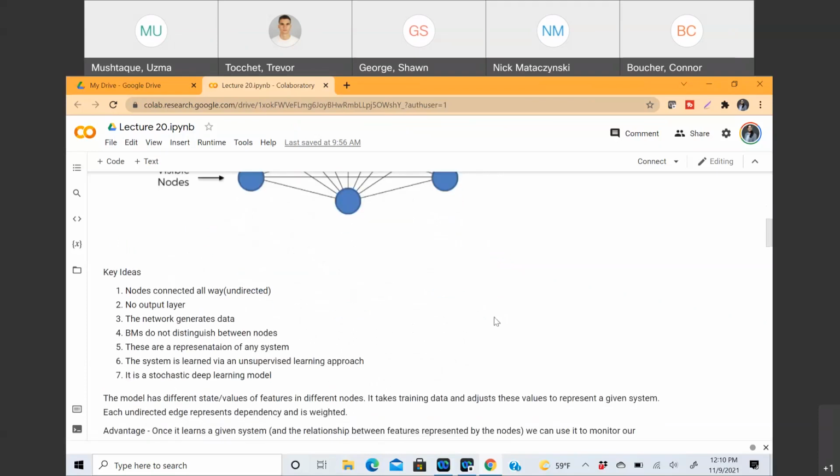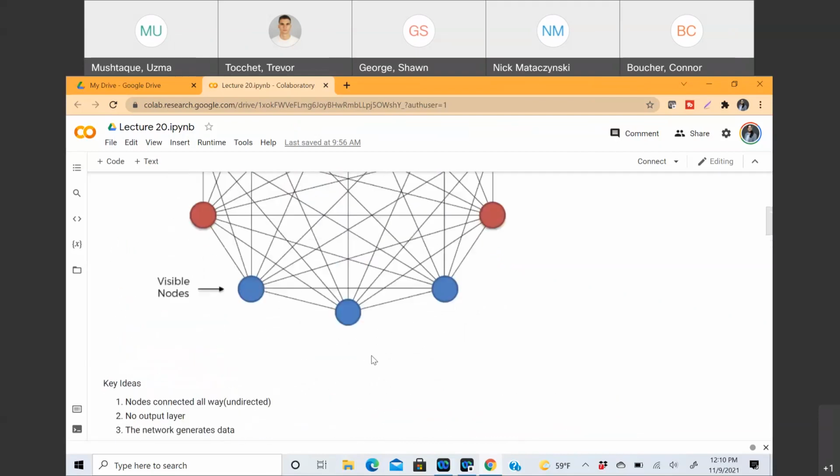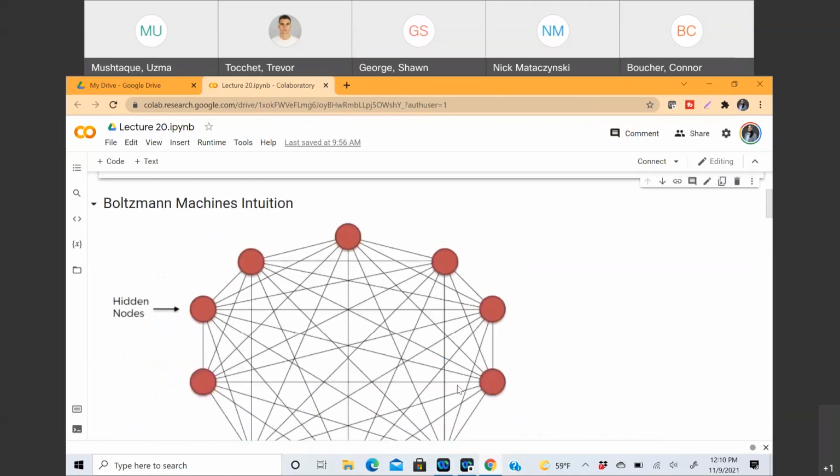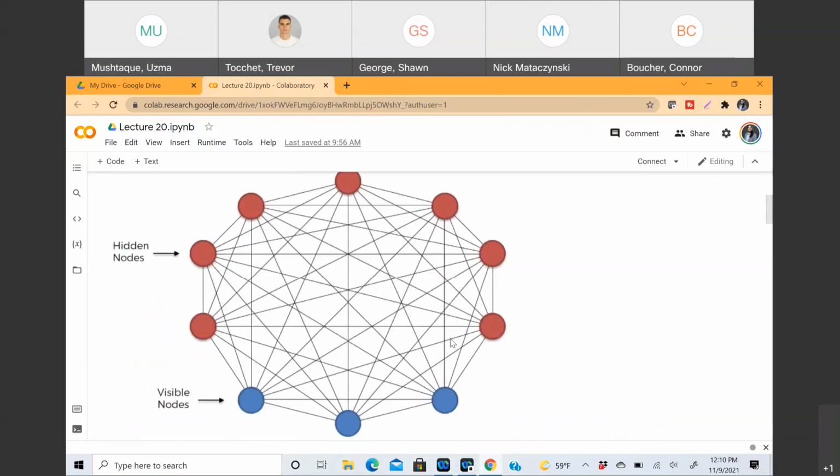And then moving on. So as I said, this is a representation of a system, and this is an unsupervised learning approach. Overall, this is known as a stochastic deep learning model, and we'll see why. Whenever you're thinking of any stochastic deep learning model, the Boltzmann machine is one of them.